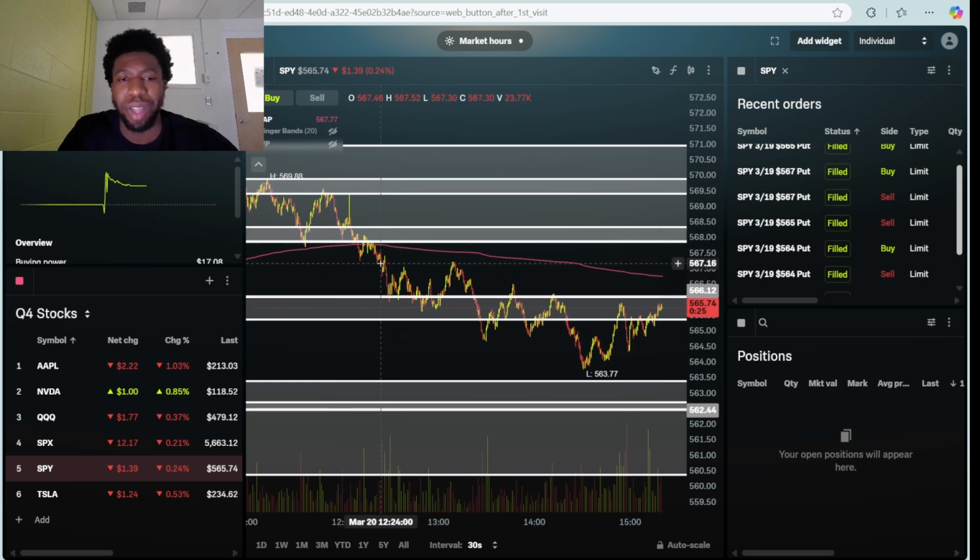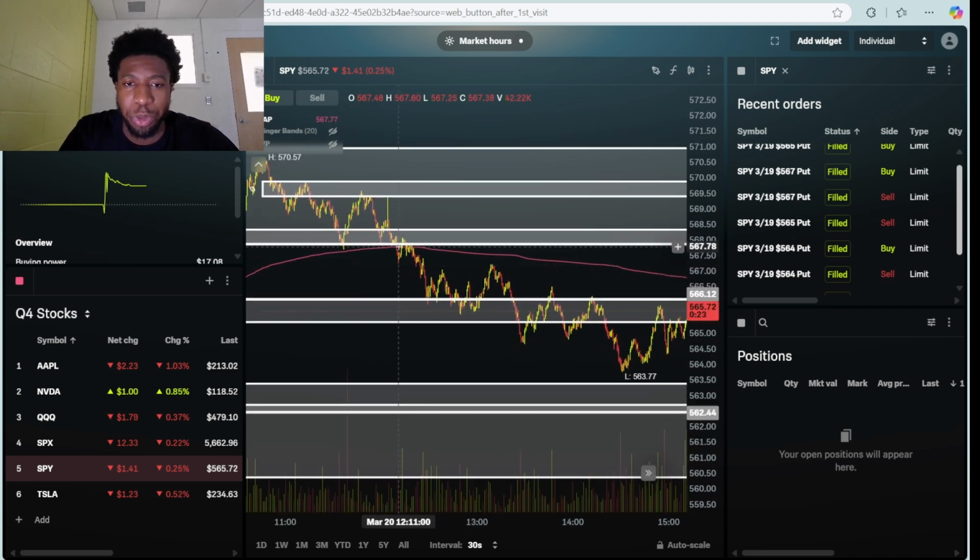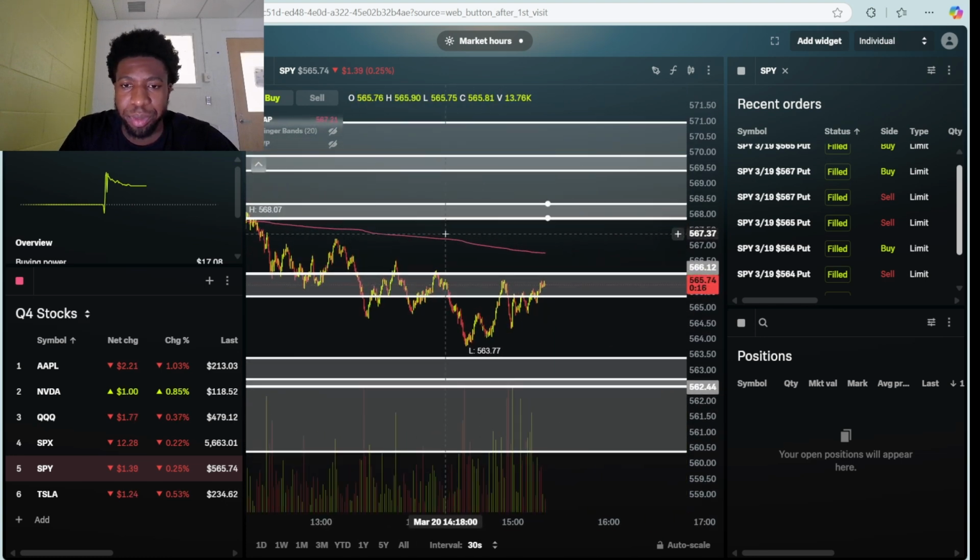Oh, my fault. I think I left my contract after it broke the VWAP. I was down at least like $30, but didn't really care. But yeah, that's how I traded SPY today.